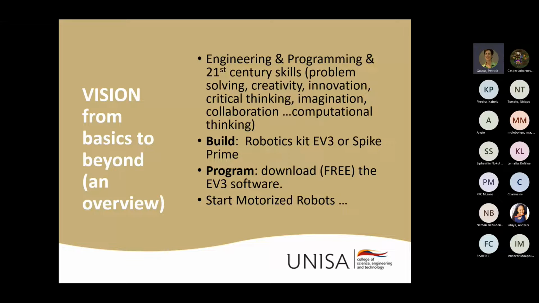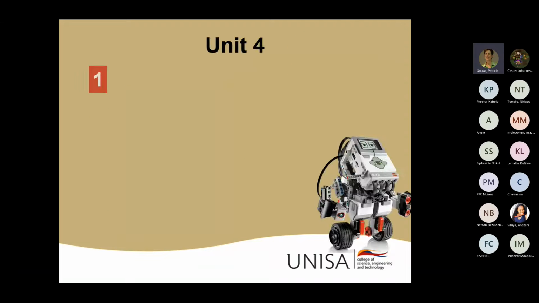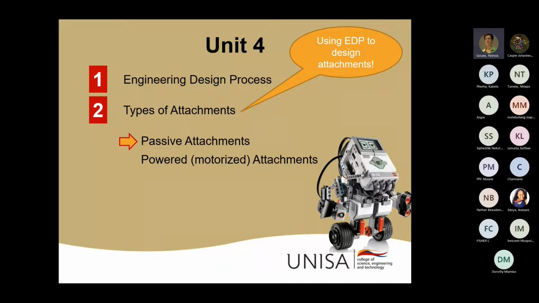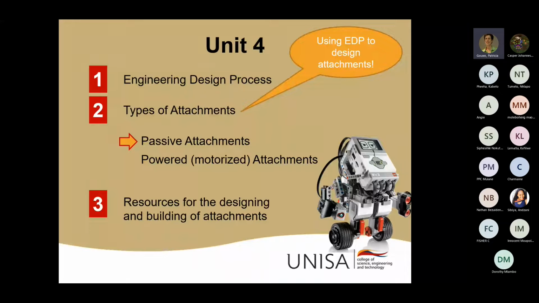All right. There is a journey. There's a journey that starts now, and please do not think that you've arrived, because you're going to keep learning, and you're going to keep going beyond what you think you know to something maybe you didn't know. Okay, and so we're building with the robotics kit, and we're programming with the software. We're working with motorized robots, but there are all these 21st century skills that you need to develop in the process. All right. So Unit 4, first and foremost, is about an engineering design process, and then we use the engineering design process to build passive attachments. Okay, the powered ones we're going to do in the next MOOC.